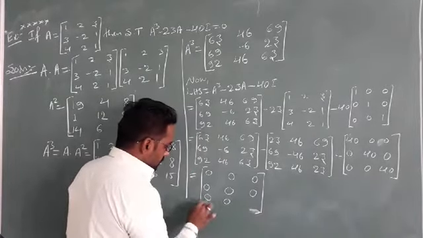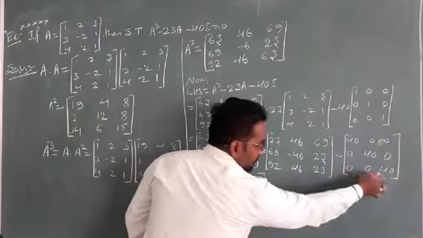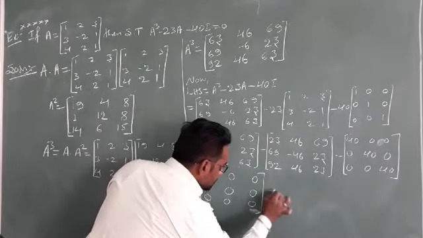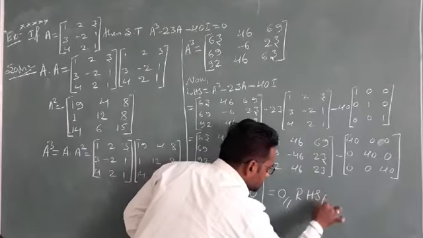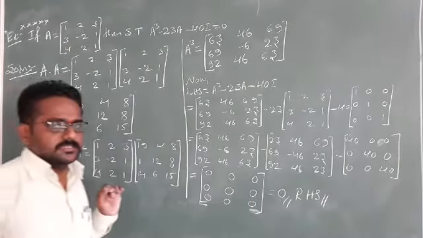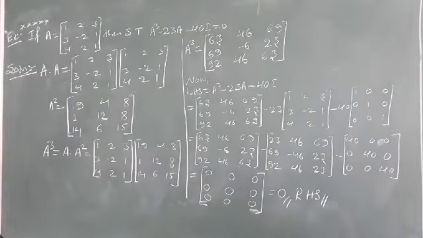Okay, got the point, students? 63 minus 23 minus 40, it is 63 minus 63, so it is 0, which is equal to RHS. This is a 5 marks question, students. A little bit lengthy but important question.